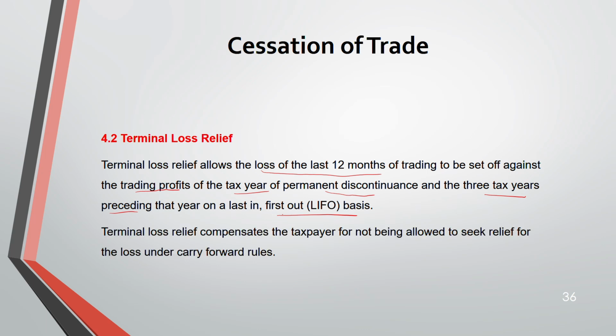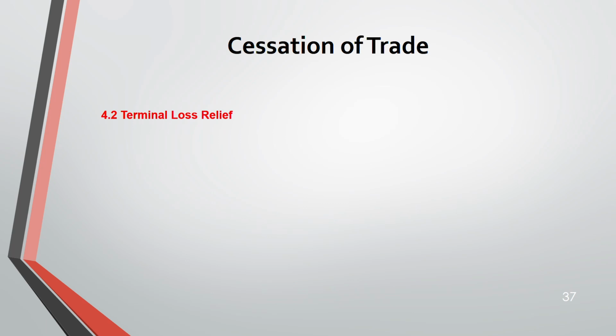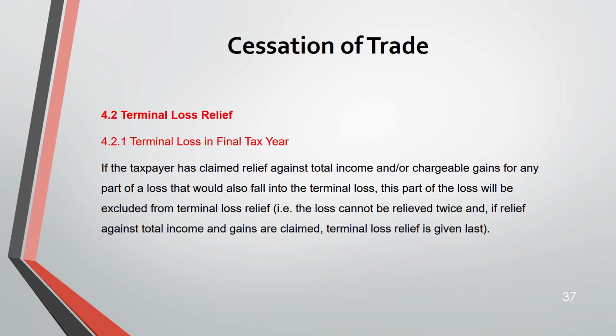Now, the terminal loss relief compensates the taxpayer for not being allowed to seek relief for the loss under carry forward. Because you're not carrying it forward, this terminal loss relief is giving you that relief. If not that, then this. So now, against total income: when you're making the relief against total income or chargeable gain, any part of your loss that would also fall into your terminal loss will be excluded from your terminal loss relief.